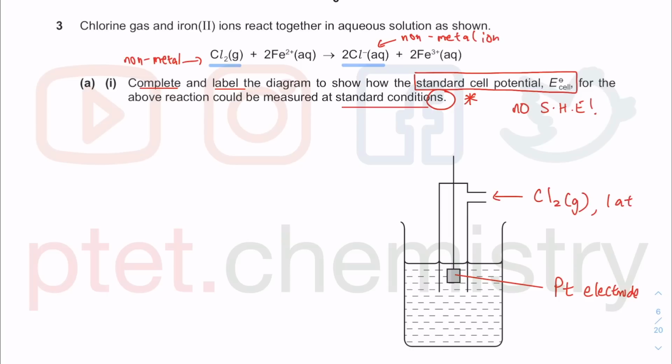Chlorine is a gas at room temperature and pressure. This is 1 atm pressure because gas have pressure, and I can just write down this as 298 Kelvin or 25 degrees Celsius for the standard conditions there. Of course, I also have my solution, which is 1.00 mole per dm cube Cl minus aqueous.